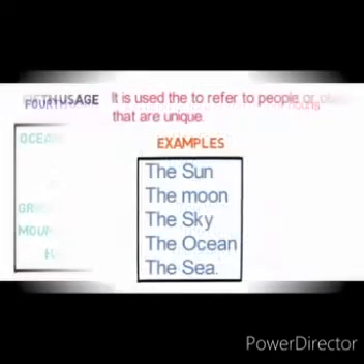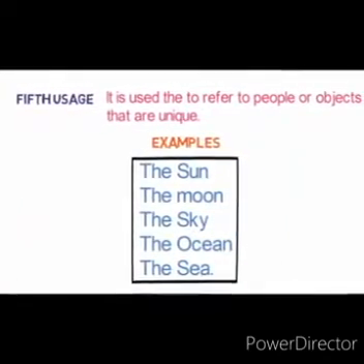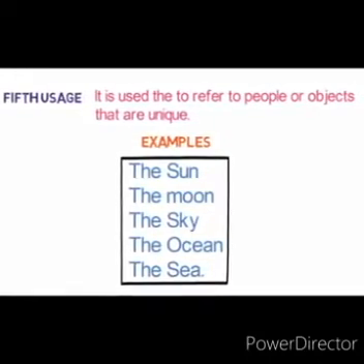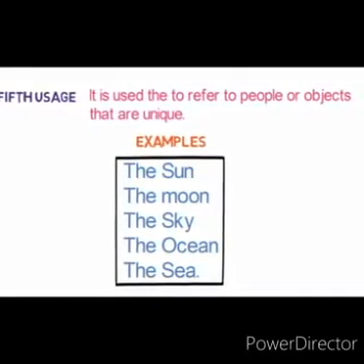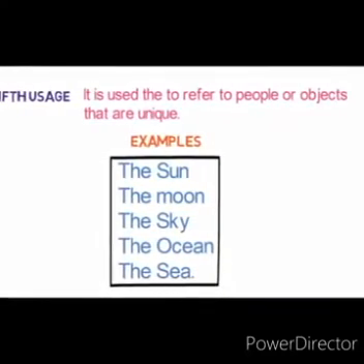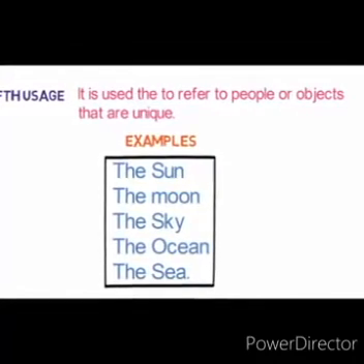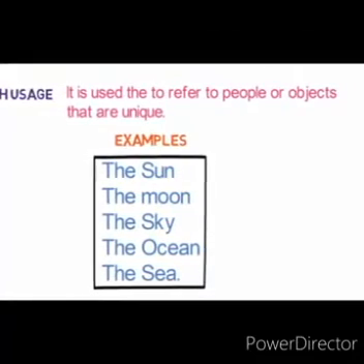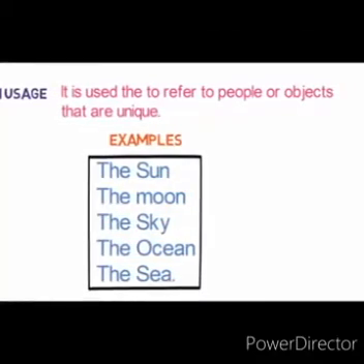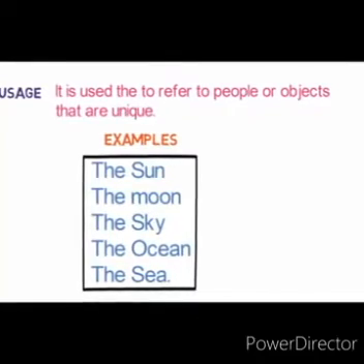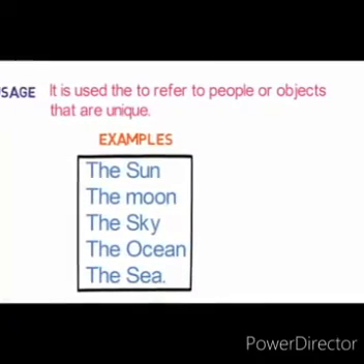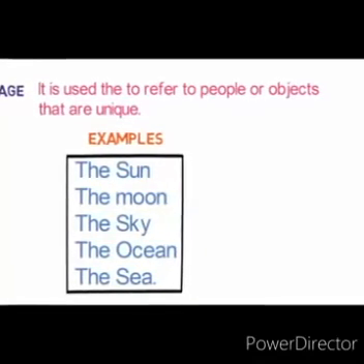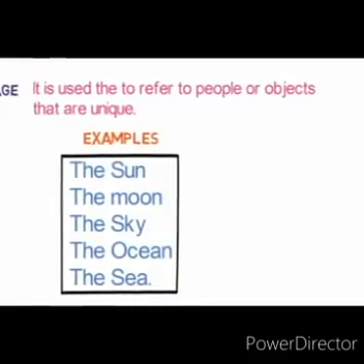Lastly, article the is used to refer to people or objects that are unique. Unique means anokha, or we can say being the only one of its kind. For example, the sun, the moon, the earth, the sky, the sea, the ocean. So these are unique objects. So that is why we use article the. So these are the 5 important usage of article the.